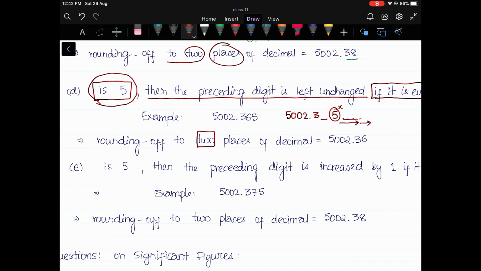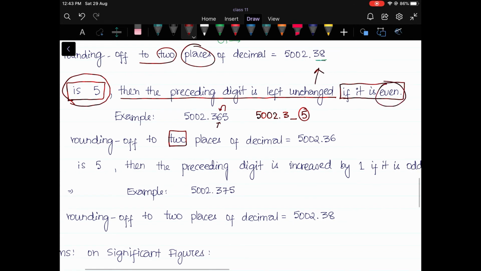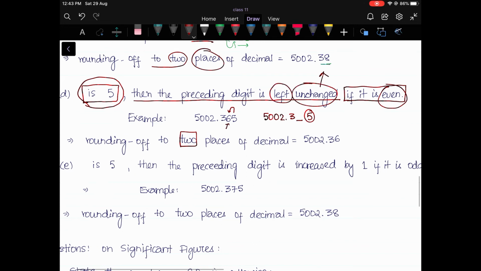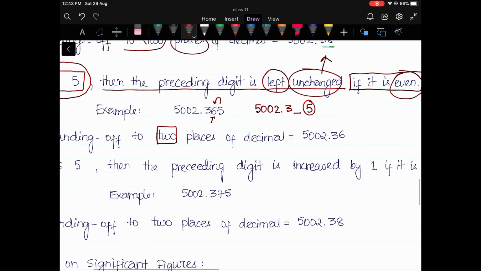If this 5 was followed by other non-zero digits, then this preceding digit has to be increased by 1, and that is what we have learned just a while ago. But in this case, you can see there are no numbers after this 5. So what we do is that we check the number before 5, that is your 6, even or odd. If it is even, the rule says we are going to leave it unchanged. That means we are going to write here 6, and that is all your number, and of course we have dropped your 5.